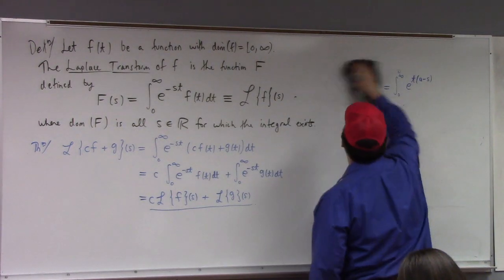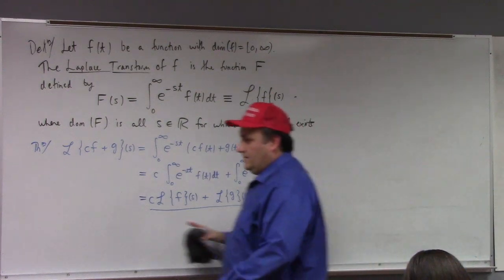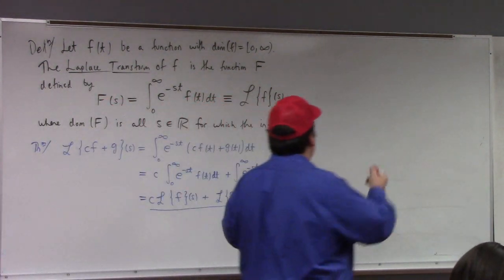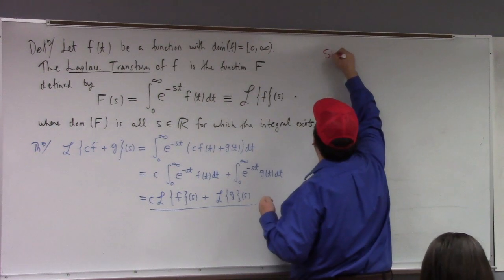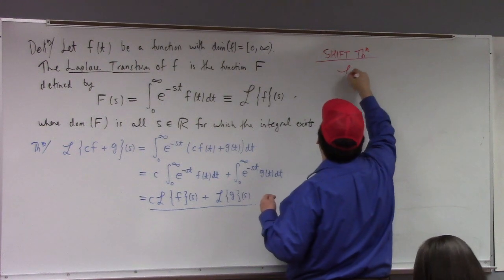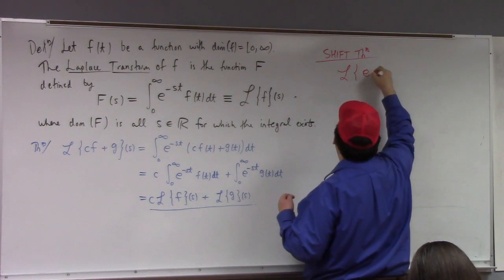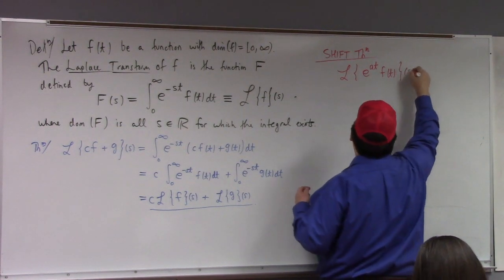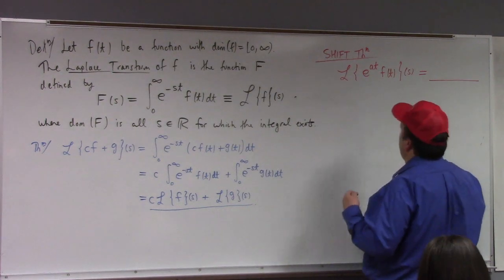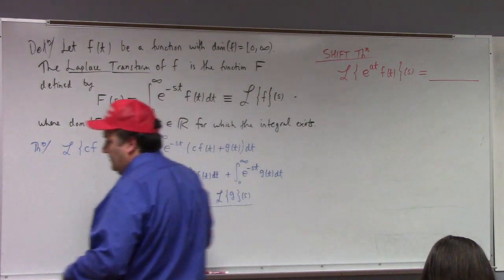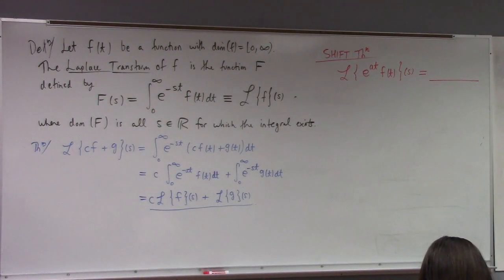So one more theorem for today, because the things I just circled here are all examples of what's called the shift theorem. So let's look at the shift theorem. It says the Laplace transform of e to the at times f of t, at s, is equal to something. We're going to fill in that blank. How are we going to fill in that blank? Well, we're going to calculate it.